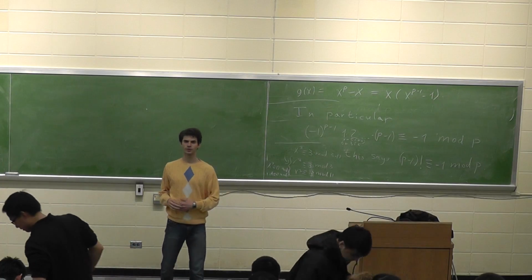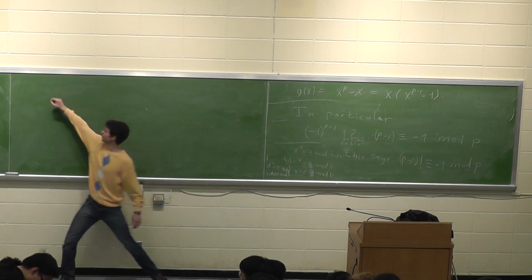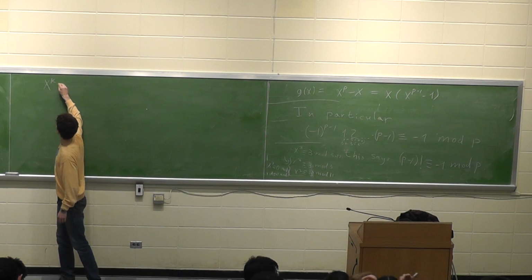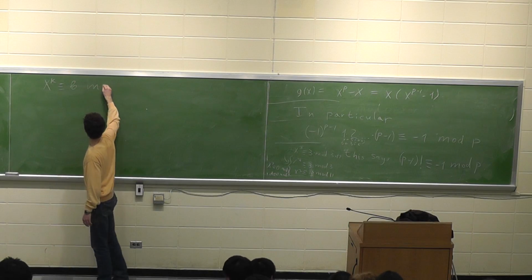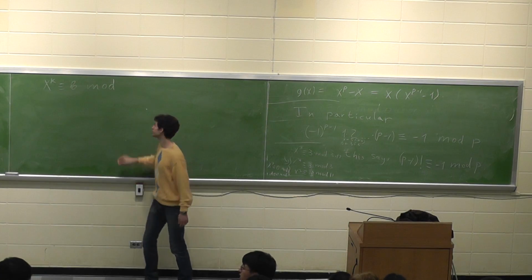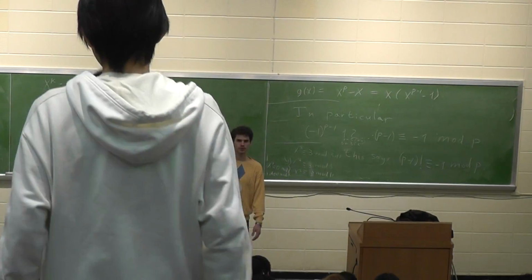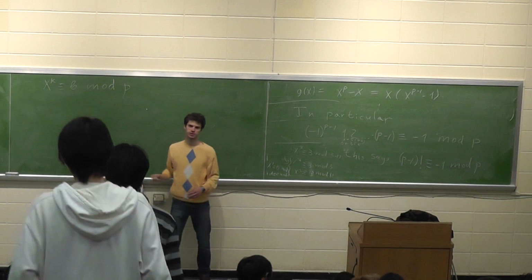To talk a little bit more about this equation, x to the power k is congruent to d modulo p, when we restrict now to prime modulus, because I will be able to say much more when considering the prime modulus.